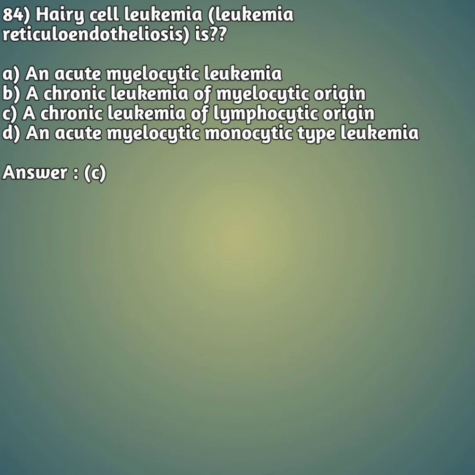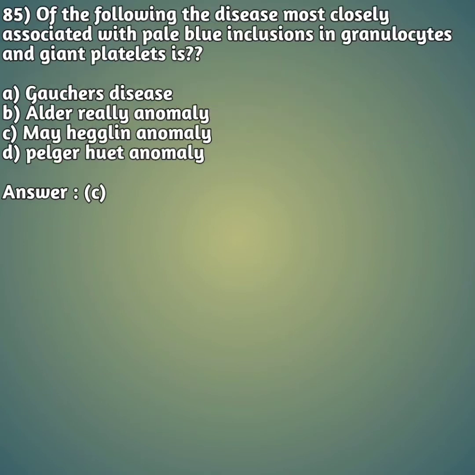So friends, moving on to our 85th question. Of the following, the disease most closely associated with pale blue inclusions in granulocytes and giant platelets is option A Gaucher's disease, option B Alder-Reilly anomaly, option C May-Hegglin anomaly, and option D Pelger-Huët anomaly. So friends, the right answer is C, May-Hegglin anomaly.